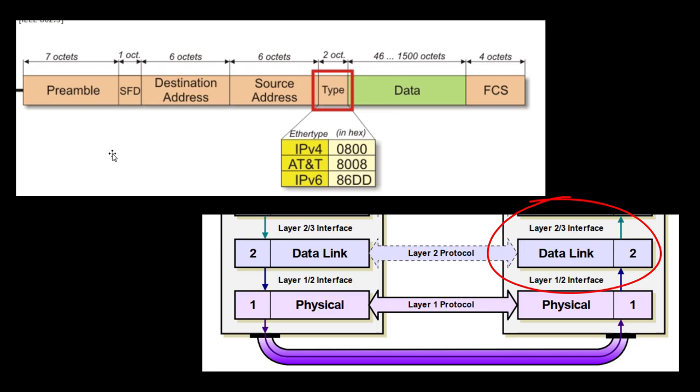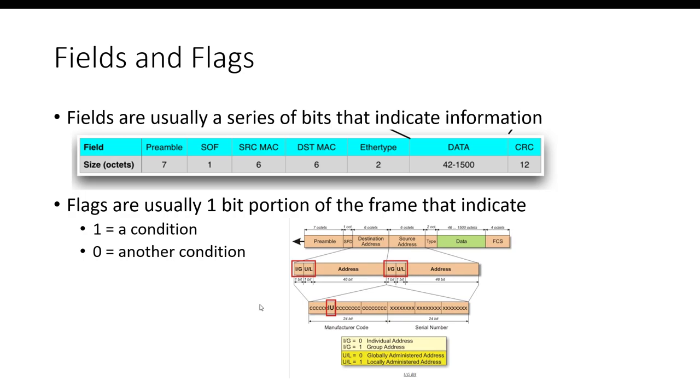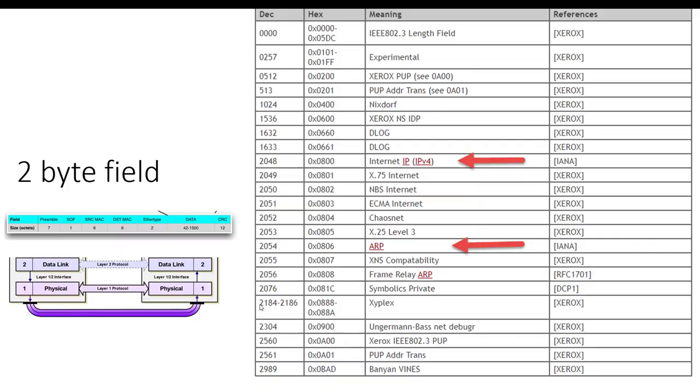You've heard me use the word fields and flags. Fields are usually a series of bits, like the Ether type field, that indicate specific information. Flags are very useful because they're usually a one-bit portion of the frame, that if they're a 1, it means one condition. If it's a 0, it means another condition. We typically use the word flag when we're talking about those. We have already looked at a field, the Ether type field. It's a 2-byte field that gives us very specific information to help us understand what's in the data field.